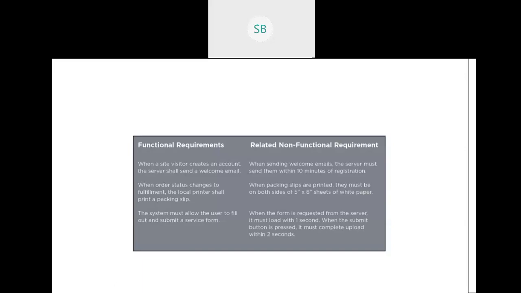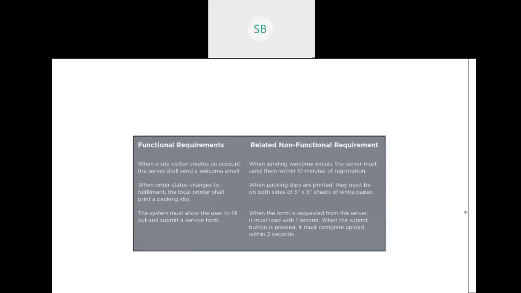Anyone not clear, please tell me so that I can explain. Akshadeep, are you clear? Repeat once more. Which one? These are non-functional and functional.